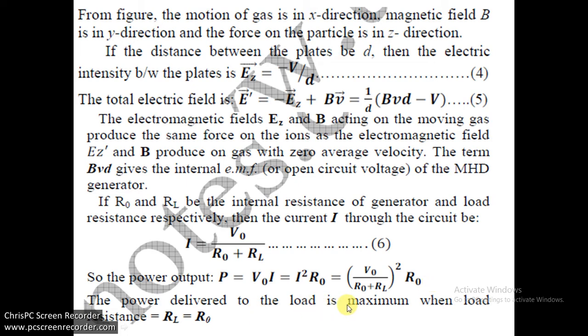So the question arises, what is the maximum power delivered to the external load resistance? It happens only when RL equals R naught. Okay, RL equal to R naught. Both circuits have the same resistance. So in that case, we will have that.